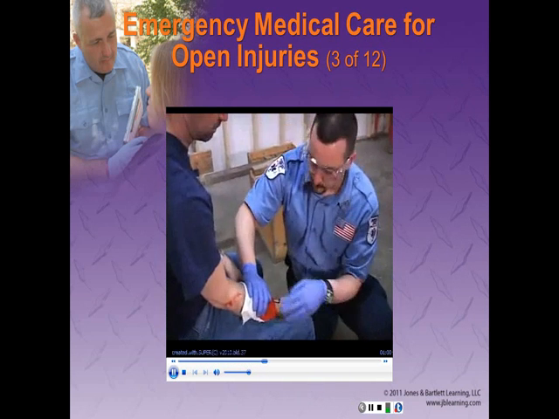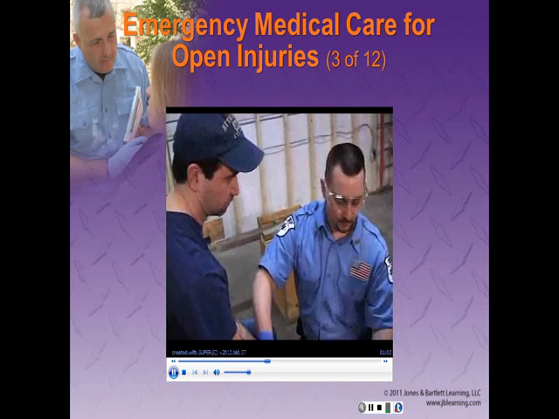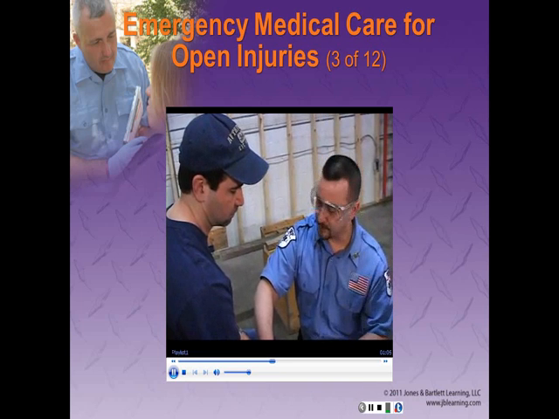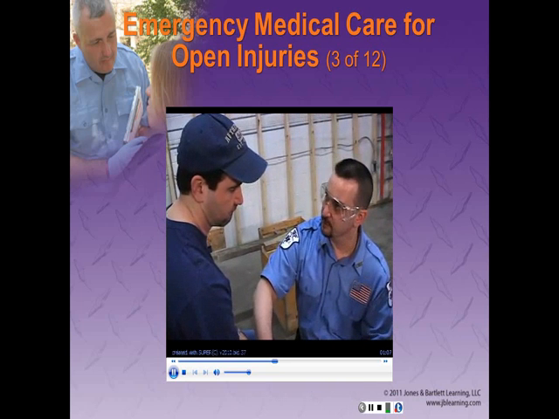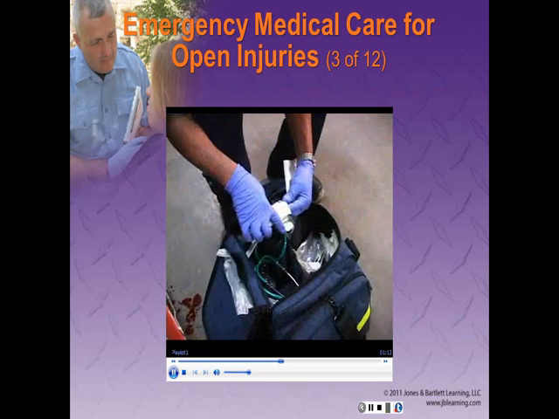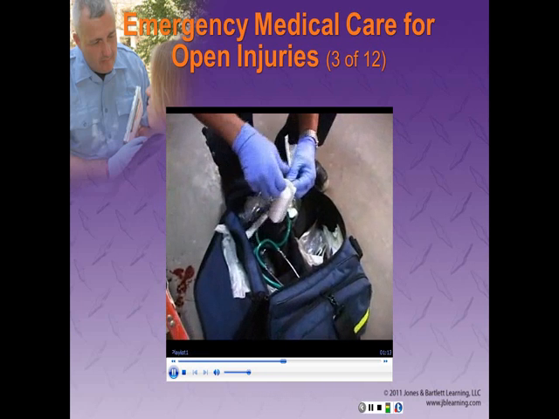No other cuts anywhere else. What we're going to do is bandage you up. We're going to put a pressure dressing on it to control your bleeding so it doesn't bleed anymore. We're going to take it to the hospital. Looks like you're going to get a couple stitches. All right? Okay. A clean dressing must cover the entire wound.